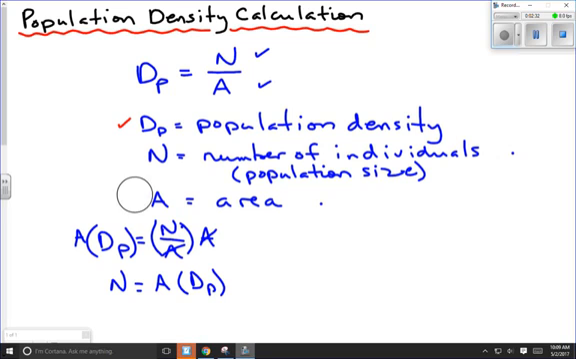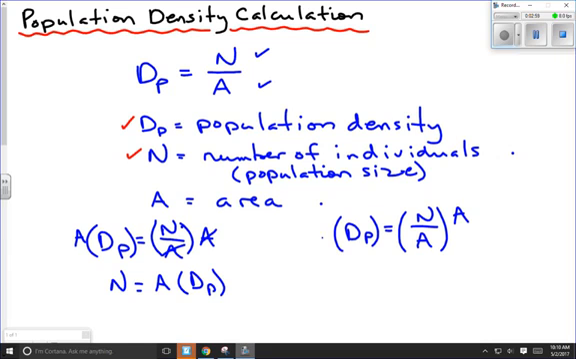Now, there's another possibility. What if you are given the size of the population and you're given the density and you need to find the area? So once again, we start with our original formula. The population density is equal to the number divided by the area. And we're going to rearrange this to solve for area. So the first thing we have to do is get area off the bottom of the fraction here. So I'm going to multiply by area. What I do to one side, I have to do to the other.